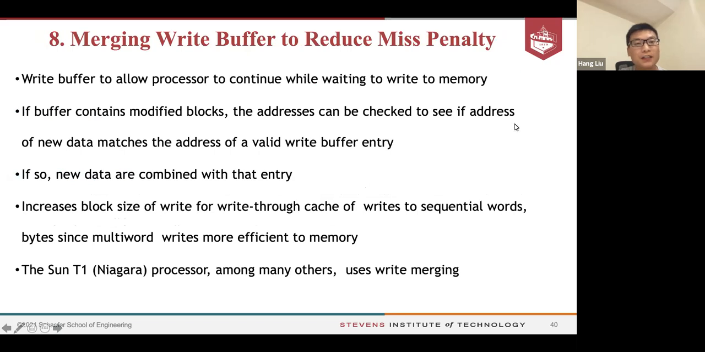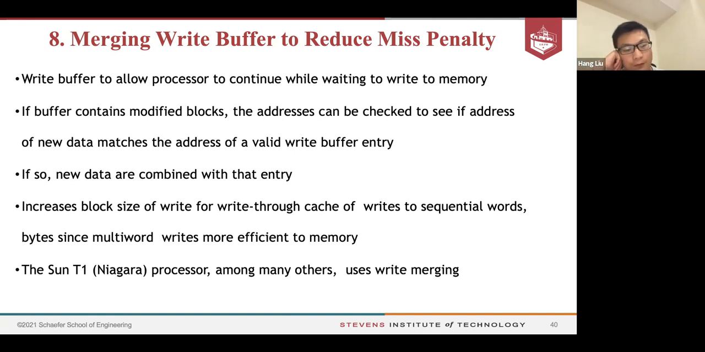We can also merge a write buffer to reduce miss penalty. We use a write buffer to cache the missed writes going to memory. If the buffer contains modified blocks, the address can be checked to see if the new data matches the address. If so, the new data are combined with that entry. So it's like multiple writes combined into a single write.